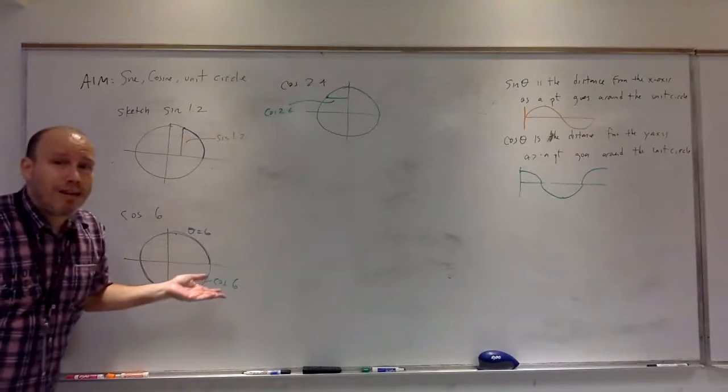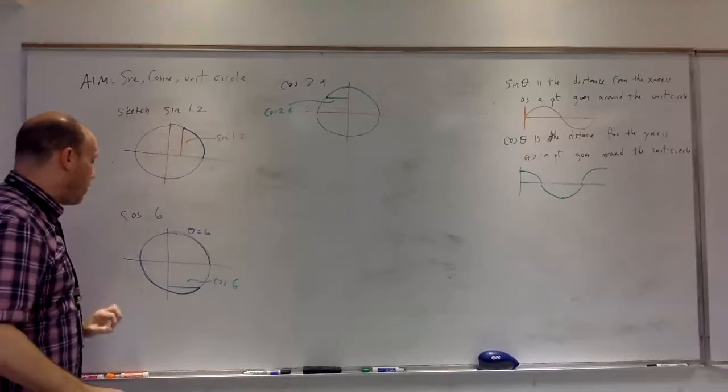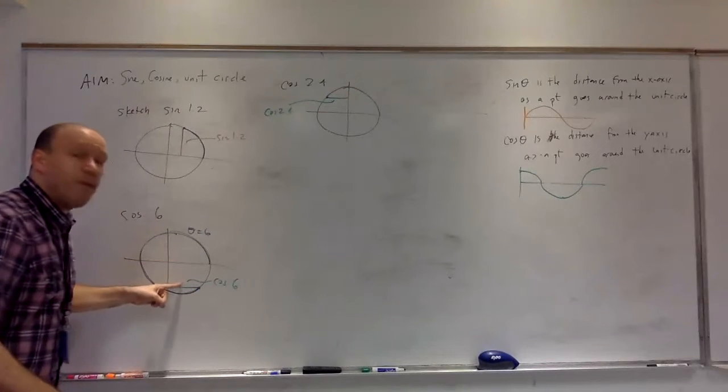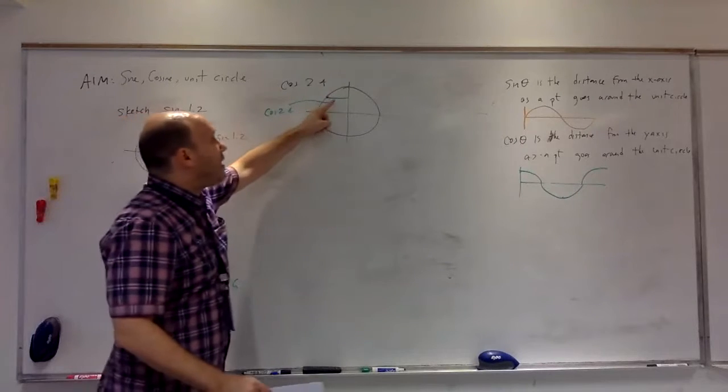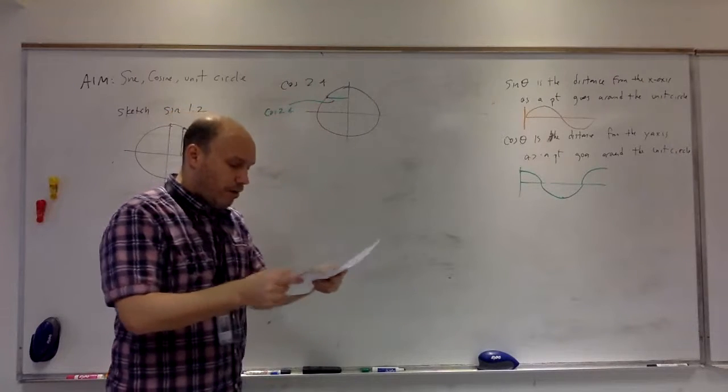Let's just review something you might have learned last year. This height is positive because sine is positive in the first quadrant. This length is positive because cosine is positive in the fourth. This length is negative because cosine is negative in the second. Okay?